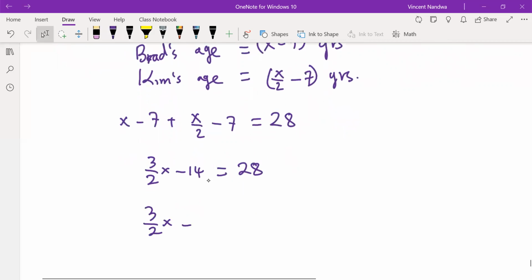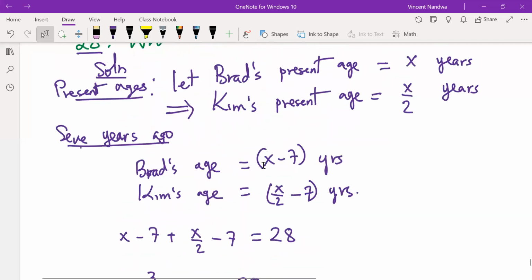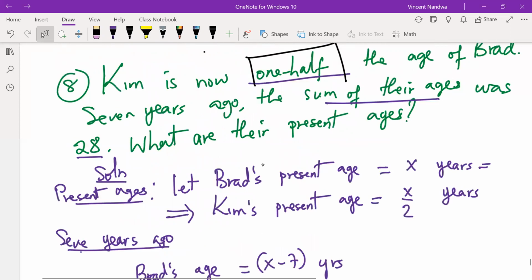So 3 over 2X equals 42. So X equals 42 times 2 over 3, and 42 times 2 over 3 is 28. So therefore, X equals 28 years. And now the present ages, so this means that Brad is 28 years. Kim will be 28 divided by 2, 14 years. So therefore, their present ages are Kim is 14 years, Brad is 28 years old. That's how we are supposed to solve such problem.